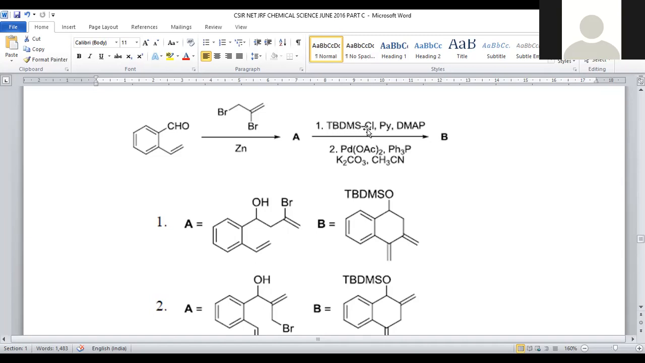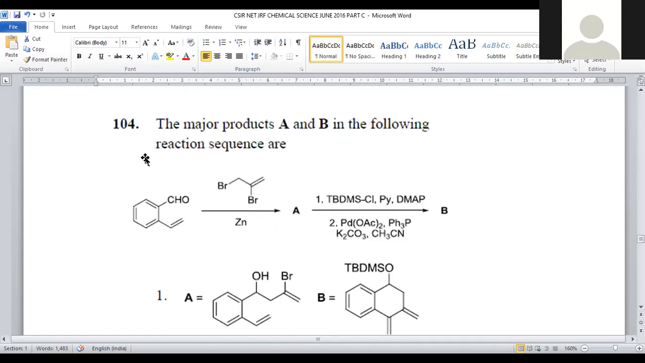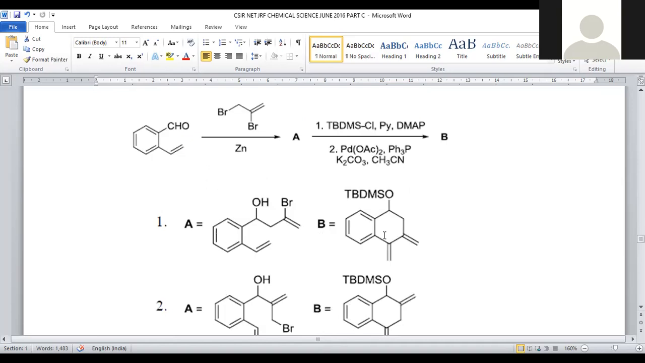Later, TBDMS chloride is used to protect the hydroxy group. Whatever hydroxy is there will be protected. And palladium OAc, PPh3, potassium carbonate, CH3CN, what will it do? From this center H and from this center Br, HBr will be discarded, and there is formation of a carbon-carbon single bond, so that it turned into a 6-membered ring system with the terminal alkene. Here also an alkene is there. Two alkene groups are present at adjacent centers, right? So for question number 104, option number 1 is the correct answer.